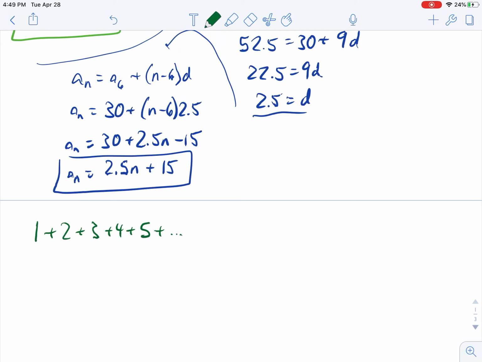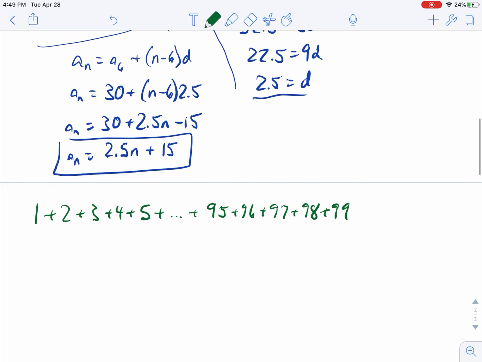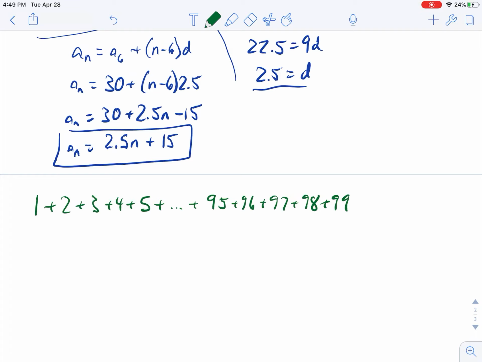So let's go back to the classic problem that we talked about, I believe in 9.1. That classic problem was, what is the sum of 1 plus 2 plus 3 plus 4 plus 5 all the way up to, I think we went to 100. I'm going to go to 99. You'll see why. 95, 96, 97, 98, 99.